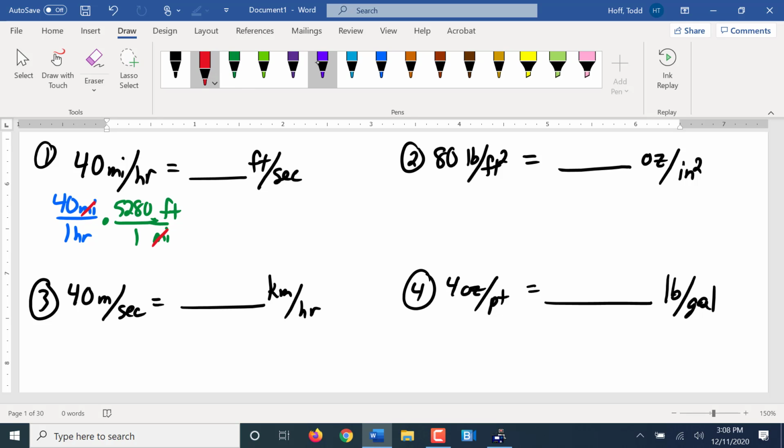What else do we have to do? How many seconds in an hour? Well, 60 minutes in an hour, 60 seconds in a minute, 3,600. There we go. We do that one enough that we take the shortcut. So we'll cross off the hours. What does that give us? 58.67 feet per second. Remember, you multiply the stuff on top, then you divide by whatever's on bottom.